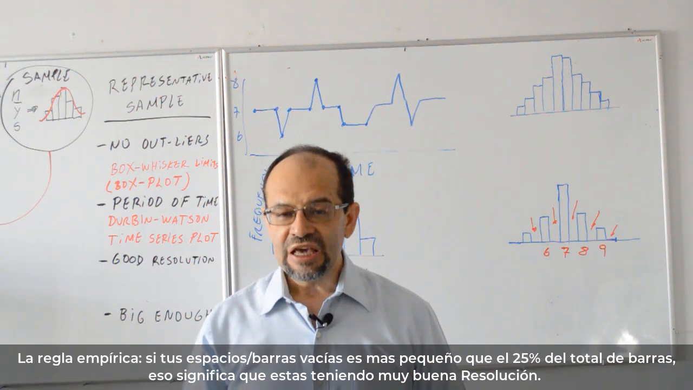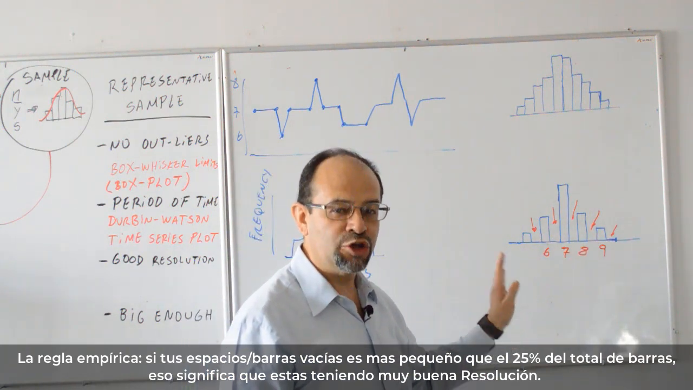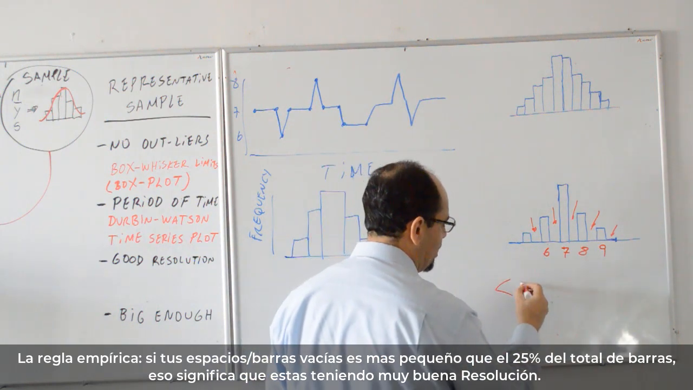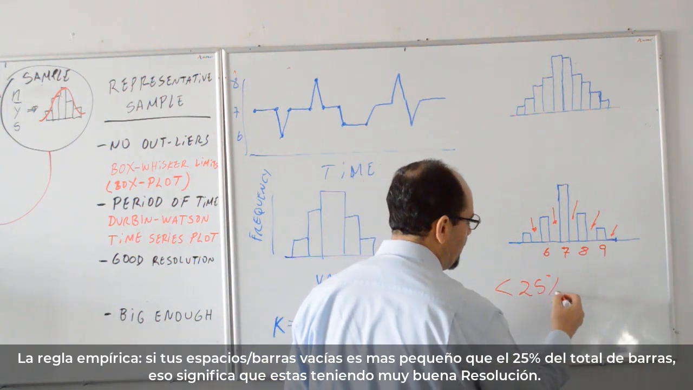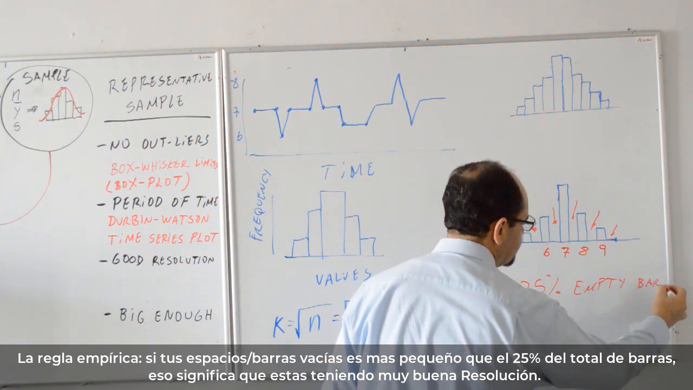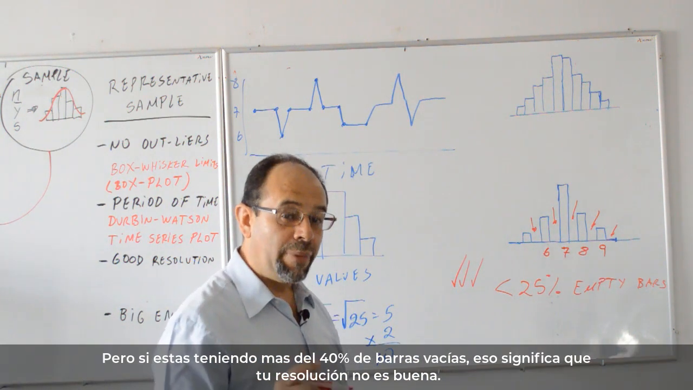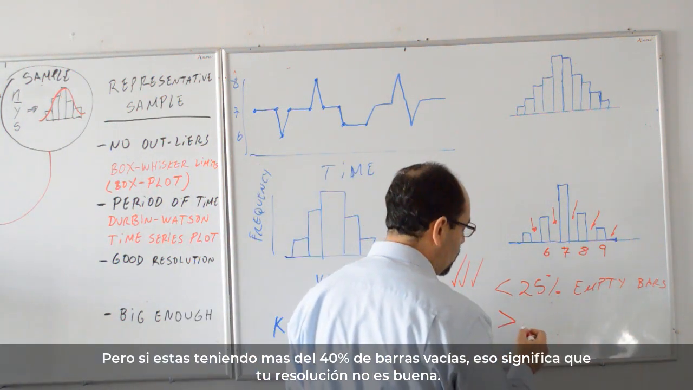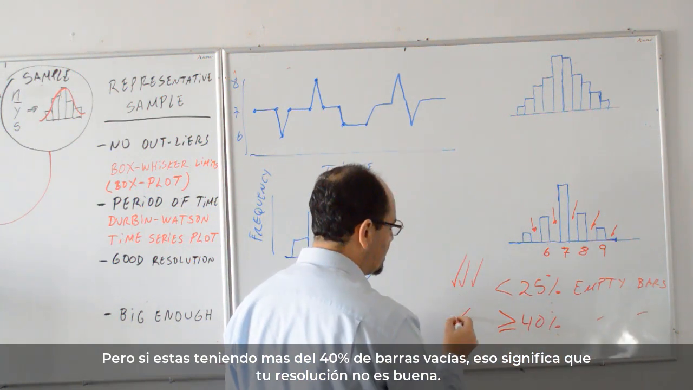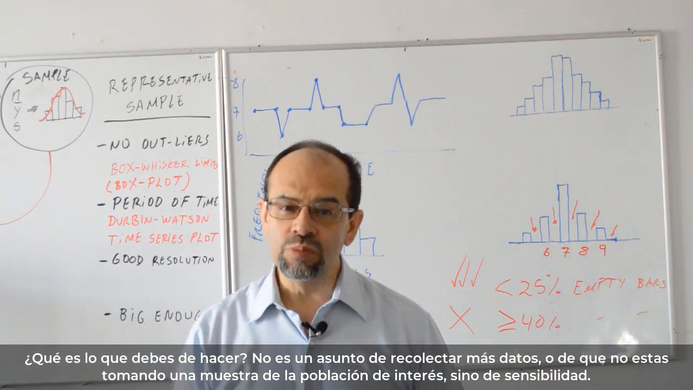Rule of thumb: if your empty spaces, your empty bars, your blanks are smaller than 25% of empty bars, that means that you are having a very good resolution. But if, for instance, you are having more than or equal to 40% of empty bars, that means that your resolution is not good. What do you have to do?